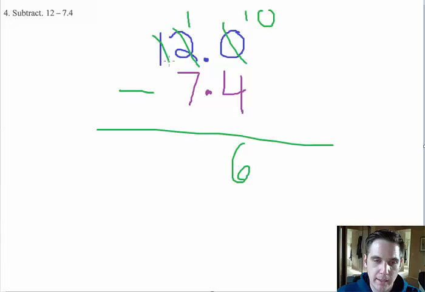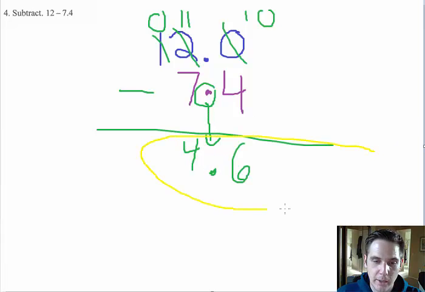1 minus 7, can't do that. It becomes 11 over here. 11 minus 7 equals 4. And then we got a 0 over there. Bring this decimal right down where it belongs. 4.6 is the answer. Okay, we are on a roll.